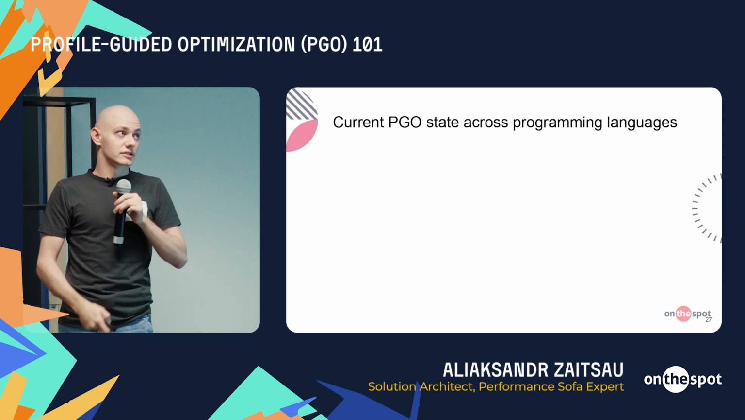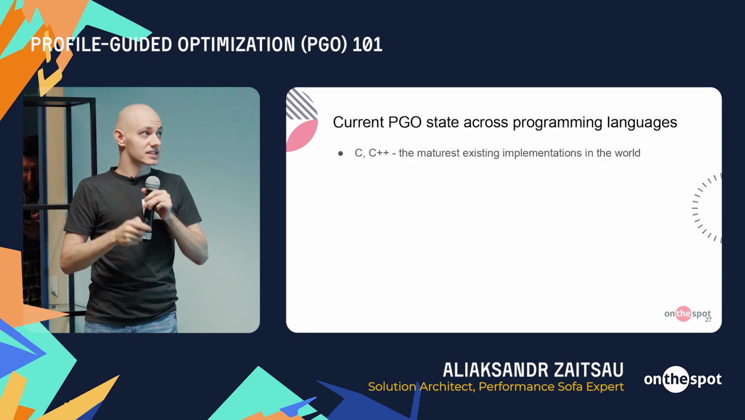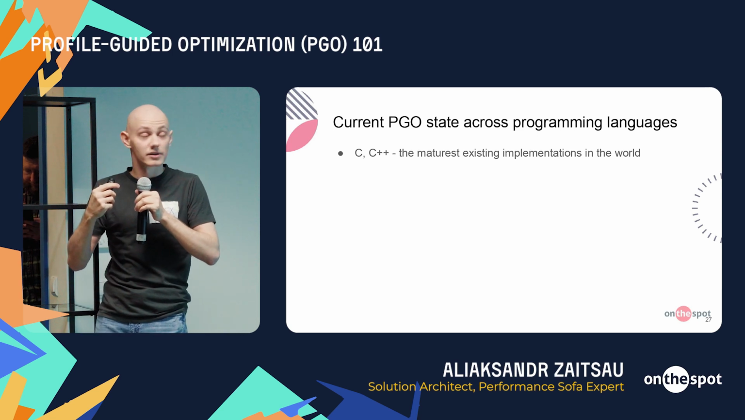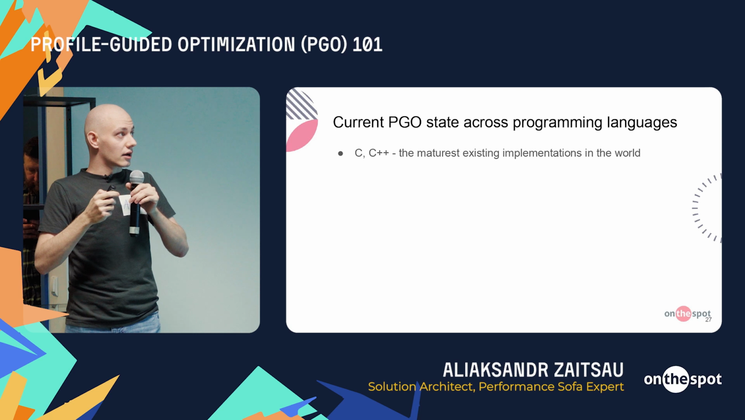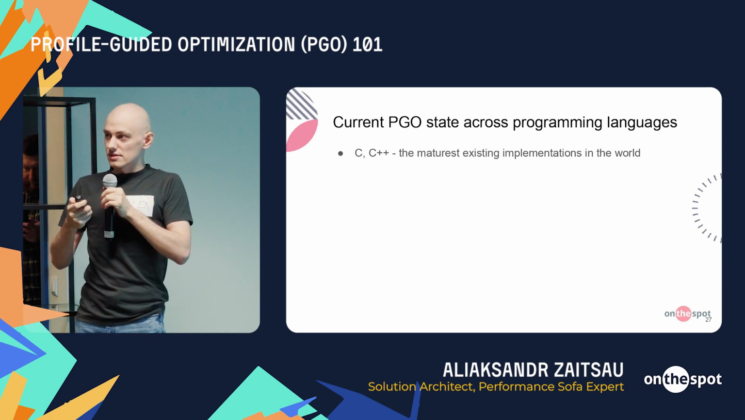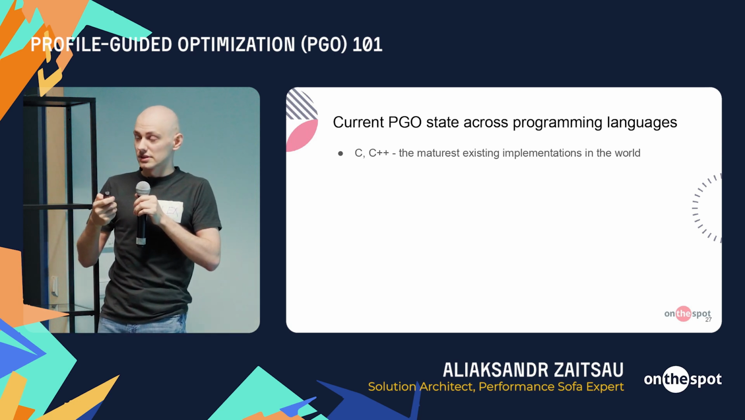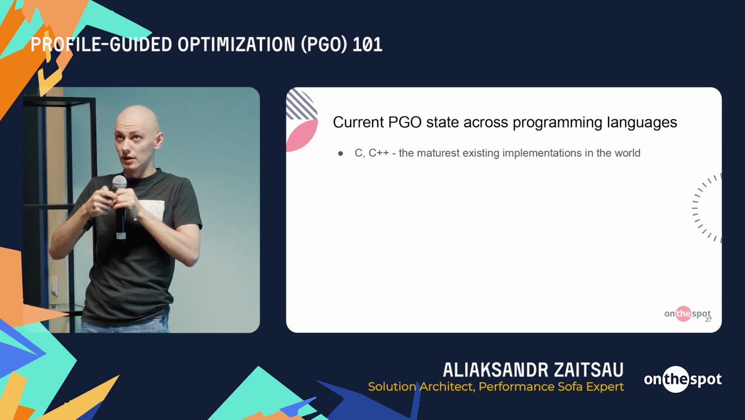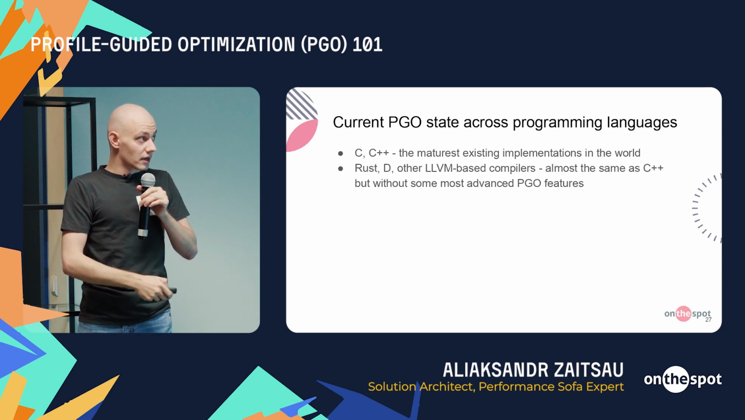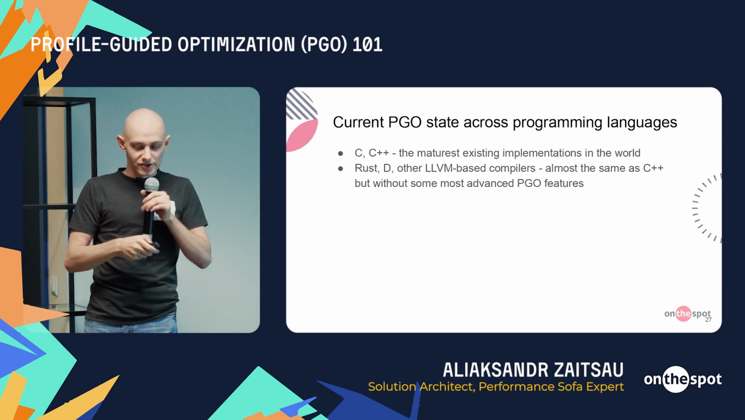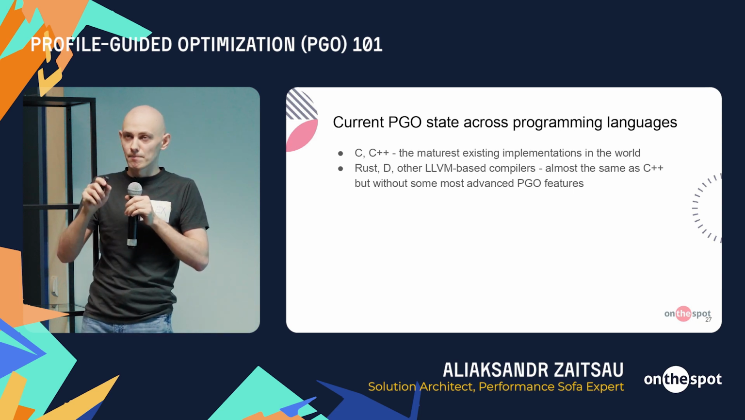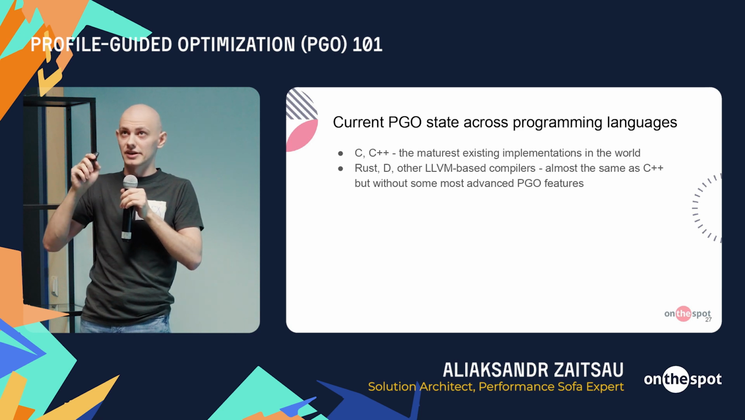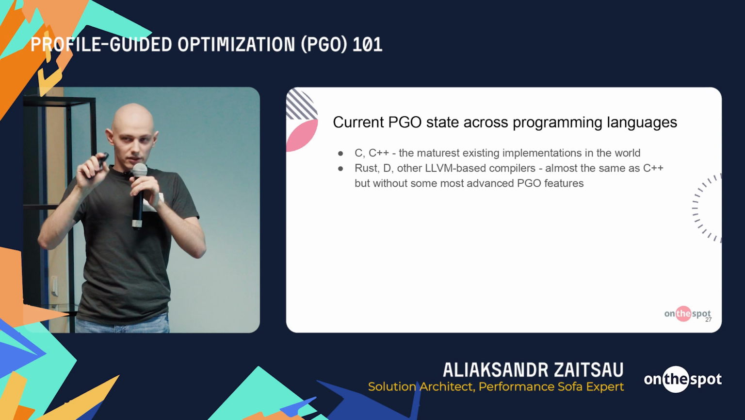So, what about the current PGO state across programming languages? C and C++ have the most mature existing implementation in the world. Trust me, that's not because I used to be a C++ engineer. No. Fortunately or unfortunately, Google invests a lot of money into C++ compilers because Google is the largest C++ user in the world, and they care about performance a lot because they have a lot of servers, really. So Rust, D, and other LLVM-based compilers are actually almost the same as C++, but some of the most advanced PGO features are not available yet, like context-sensitive IR-based PGO. Don't think about it for now.